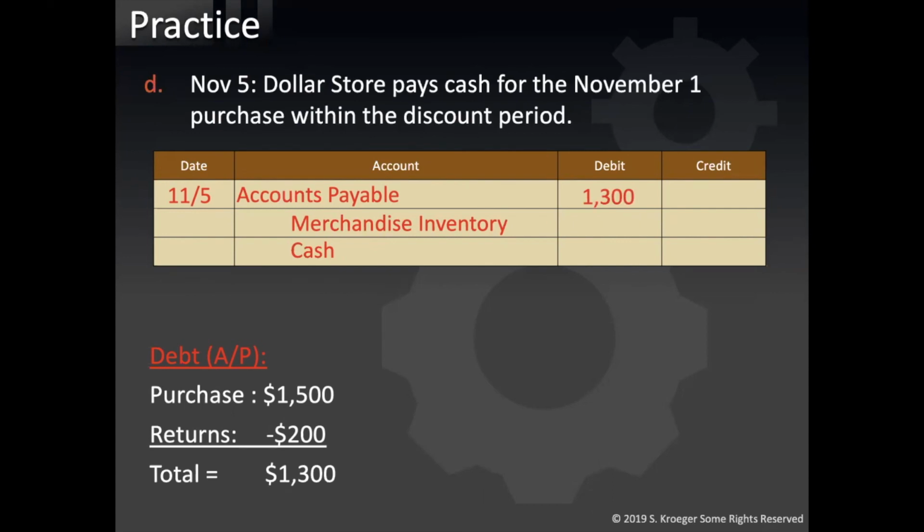Now we need to figure out the discount amount. The terms were 2/5, n/30. How much is the discount? It's 2%. We multiply 2% by the amount we owe of $1,300 to get the discount of $26. This amount is for merchandise inventory. Lastly, the cash amount is the full $1,300 less the discount of $26 for a total payment of $1,274. And that concludes the 4 journal entries that you need to know for making transactions for a buyer.